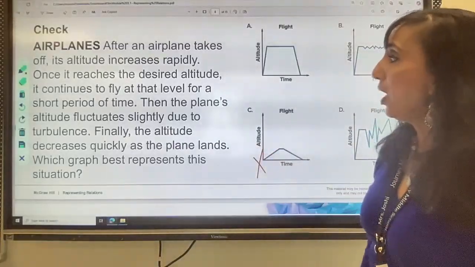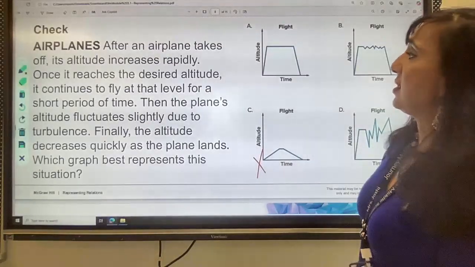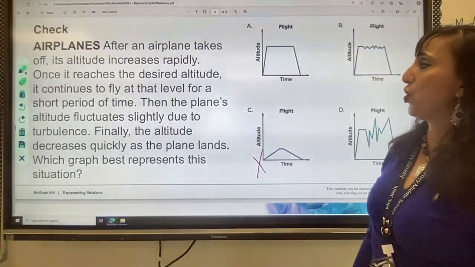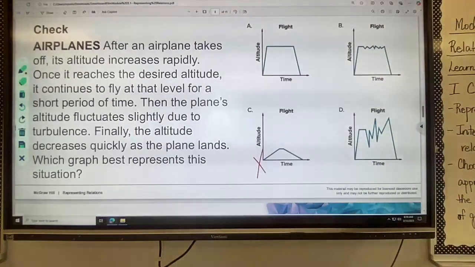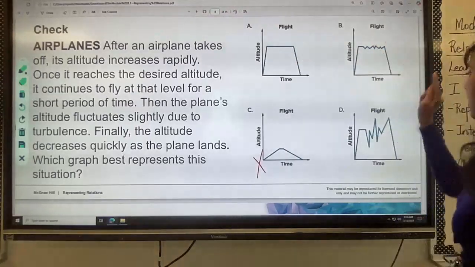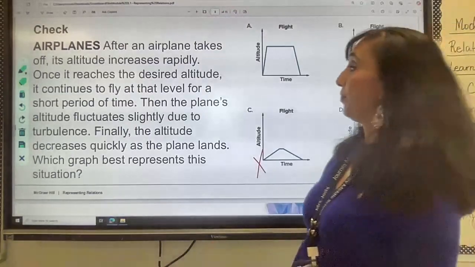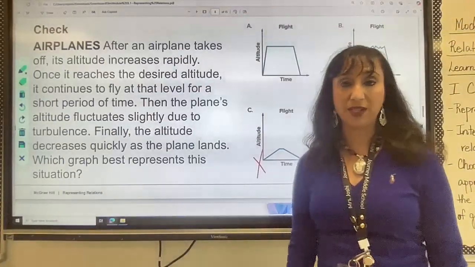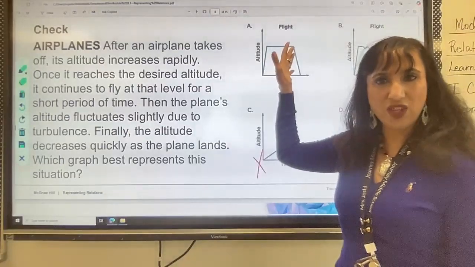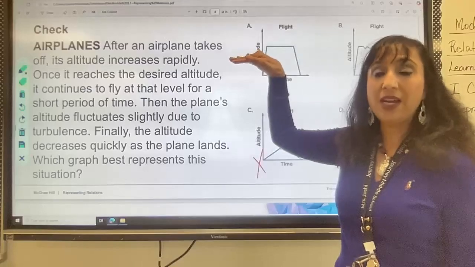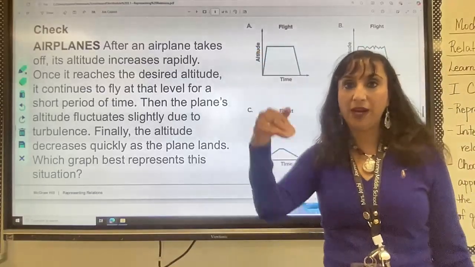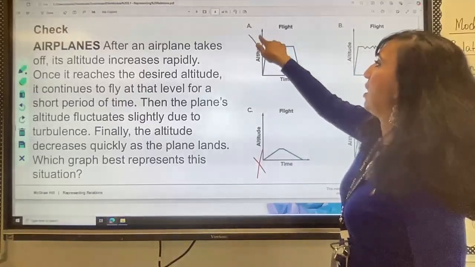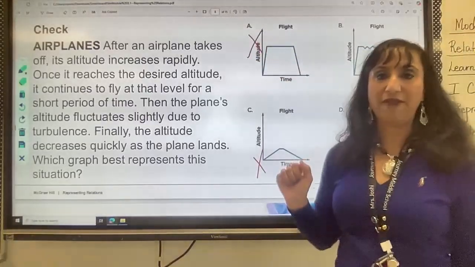Then look. Once it reaches the desired altitude, it continues to fly at that level for a short period of time. So it can be this, it can be this, it can be this. Now let's continue. Then the plane's altitude fluctuates slightly due to turbulence. In the first one, is there any fluctuation? No, it's just straight, right? And we know that, on a plane, you're going up and down because of fluctuation and the winds, etc. So this is not correct because this is not a fluctuating graph at all.